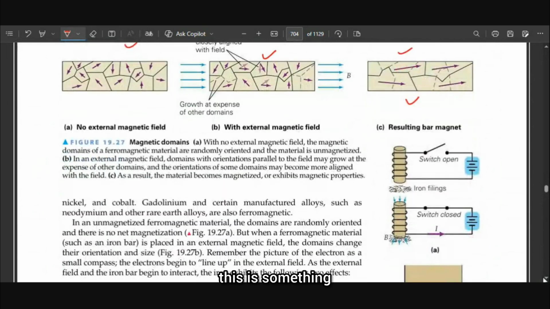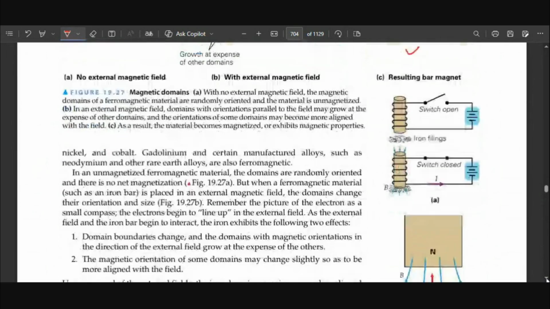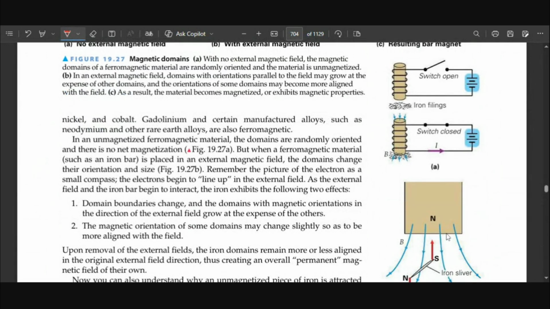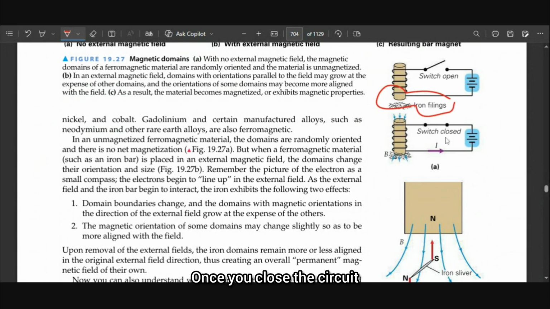So this is something which we can also understand from this particular part. If this is a case that we haven't closed the switch, whatever battery is there, it will produce nothing. It won't be able to produce current. So that thing is not capable of attracting these iron fillings. Once you close the circuit, the current will flow, it will create a magnetic field, and that magnetic field will pull up the iron fillings.